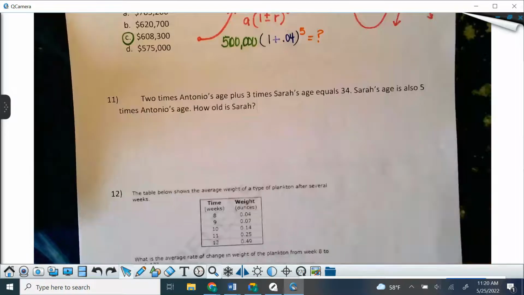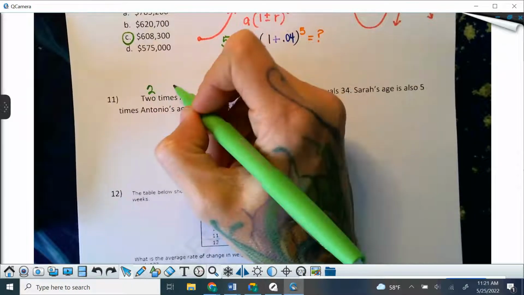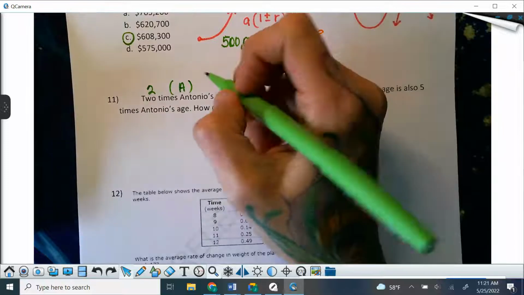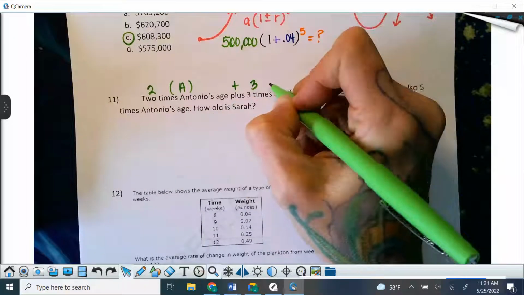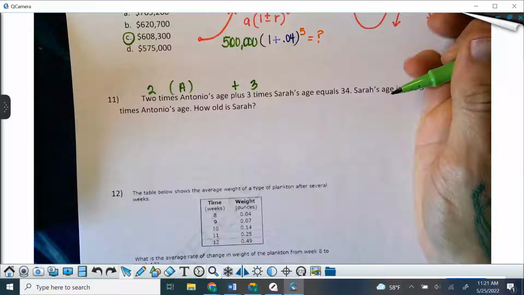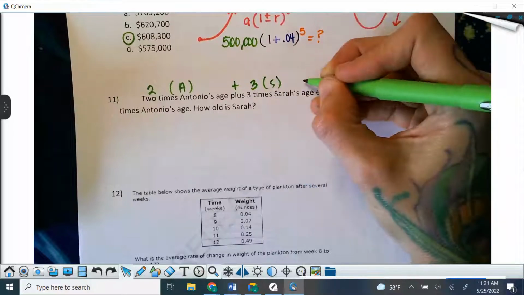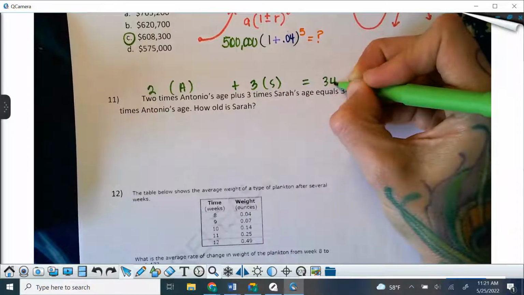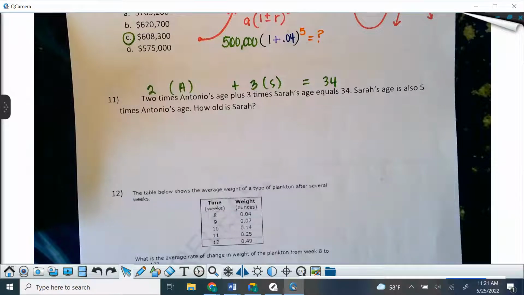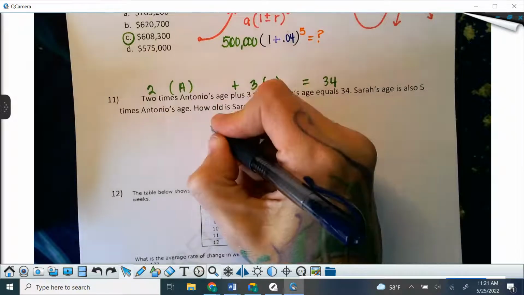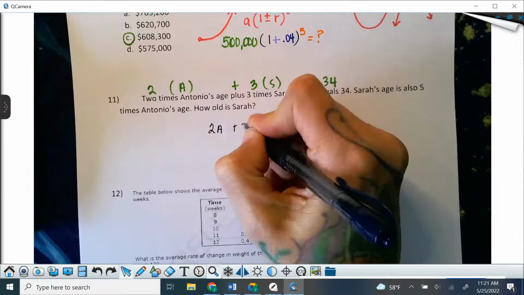All right, number 11. 2 times Antonio's age plus 3 times Sarah's age equals 34. So 2 times Antonio's age plus 3 times Sarah's age equals 34. Sorry, trying to write and read. I was having a bit of an issue. So 2 times Antonio's age plus 3 times Sarah's age equals 34. I don't know about you, but as soon as I see that, this looks like we're going to start doing another system.